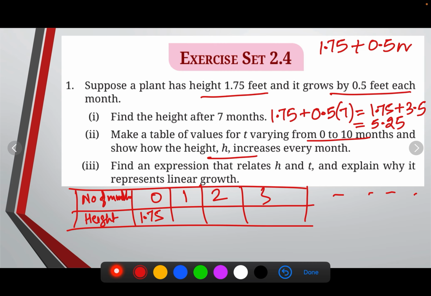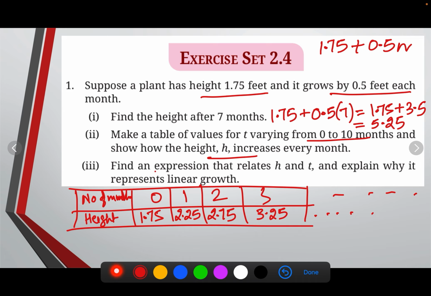For the second, it will be 0.5 added. So 2.25. Again 0.5 added. So 2.75. Again 0.5 added. 3.25. And it will go on. So this is how it is increasing. So 0.5 added every month.